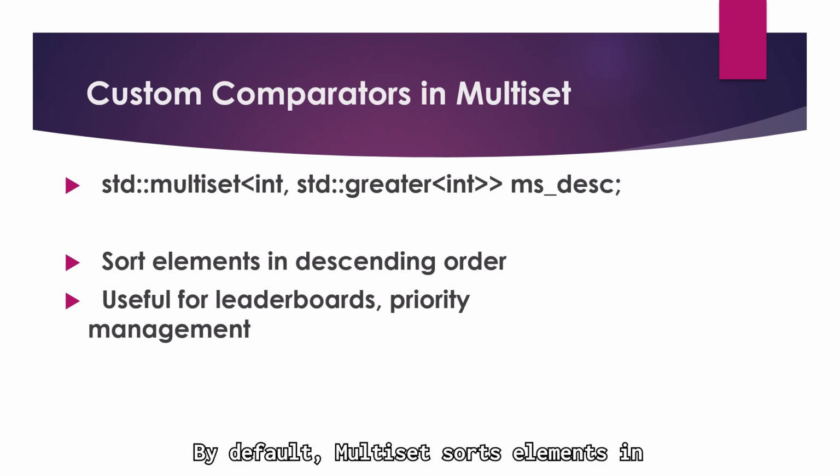By default, multiset sorts elements in ascending order, but what if you need the largest elements first? That's where custom comparators come in. By passing greater as the second template argument, you can create a multiset that sorts elements in descending order. This is extremely useful in applications like leaderboards, priority systems, or anywhere you need to track and display the top values first.